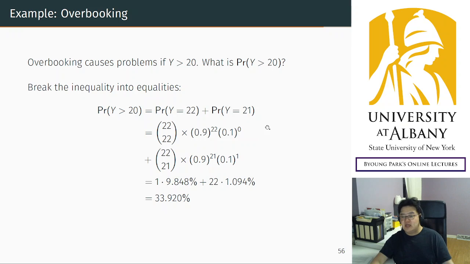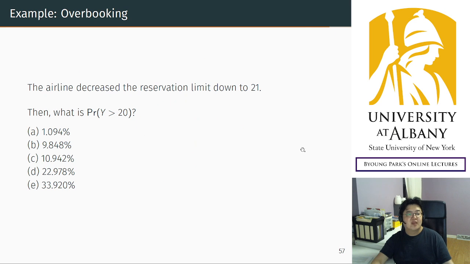This is what we get. I forgot to use the colors. So this is how we get the answer. And then I'm asking you this: what if the airline decreases the reservation limit down to 21? Previously, they sold 22 tickets even though there are 20 seats, but they realized that selling 22 tickets is dangerous. The probability of a potential problem is too high.